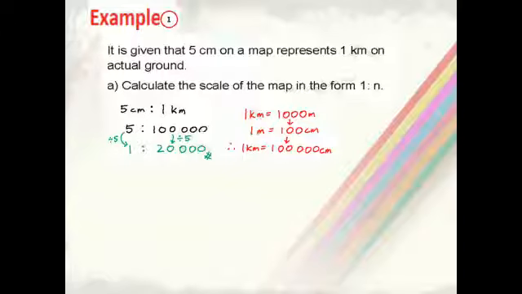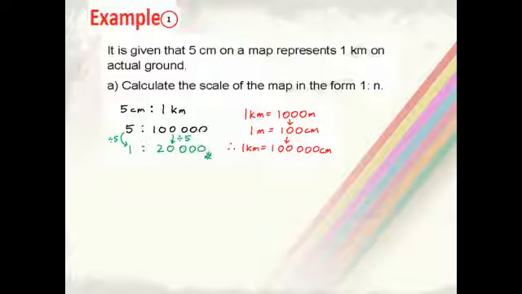So we got 5:100,000. Then the question asks for the simplest form. 5 is the common number. We divide by 5. 1:20,000. Then on the right side with the red pen you can see how 1 kilometer becomes 100,000. First 1 kilometer is equal to 1000 meter. Then 1 meter is equal to 100. That is 100,000.